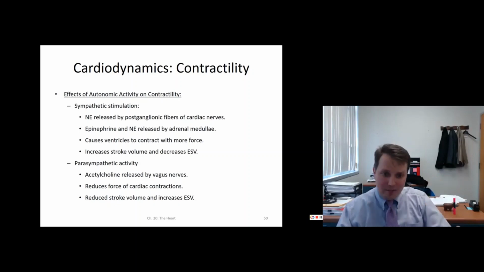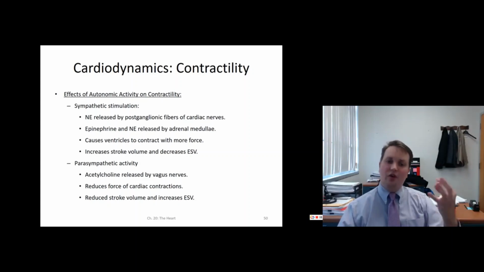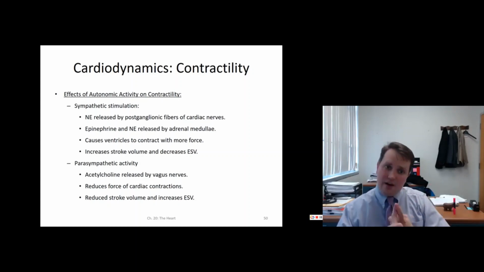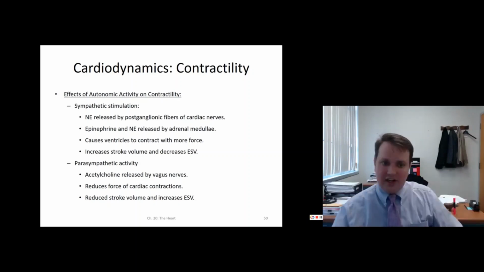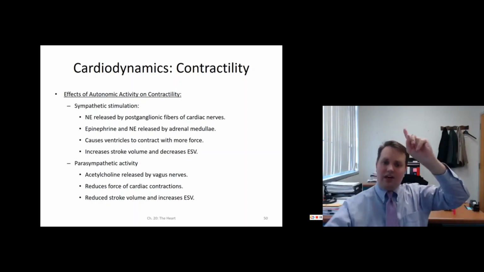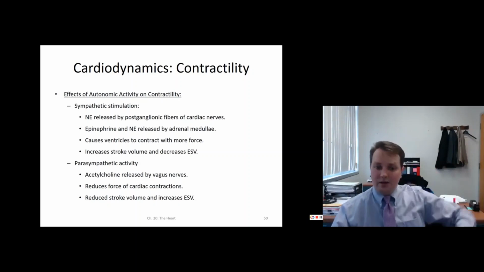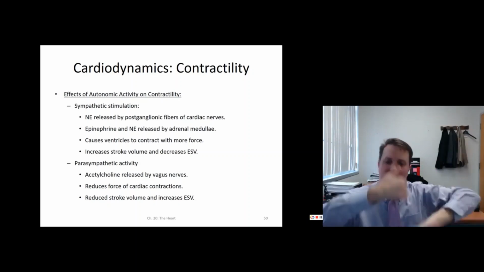Now, parasympathetic activity decreases stroke volume, and it increases ESV. Acetylcholine reduces the force of the muscle's contractions, reducing that stroke volume. It's using the muscarinic receptors to reduce that, using your vagus. Vagal stimulation reduces contractility. Sympathetic increases the contractility. So sympathetic: increase stroke volume, decrease ESV. Parasympathetic: reduce stroke volume, increase ESV. Okay?